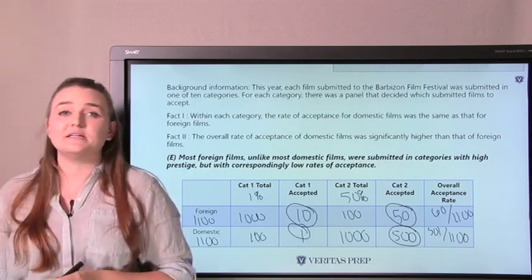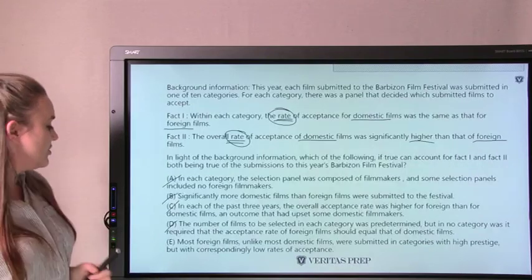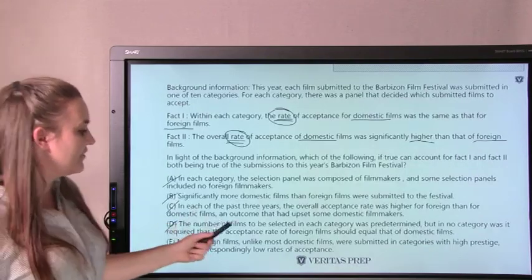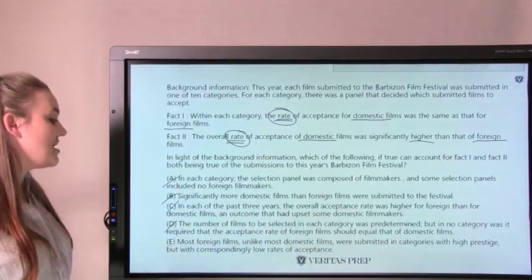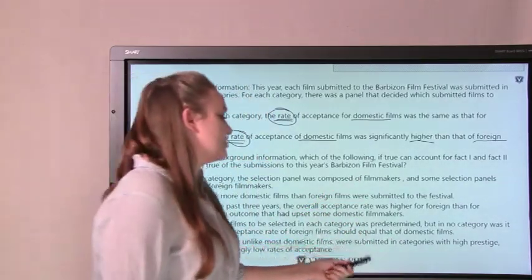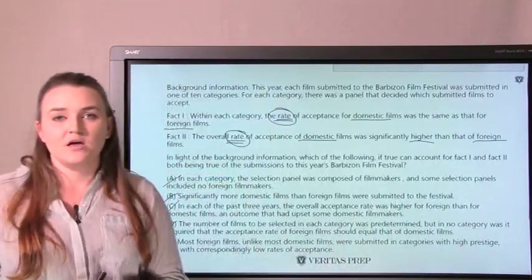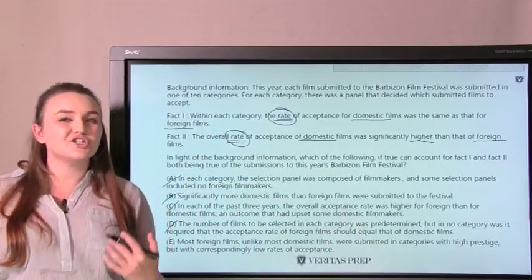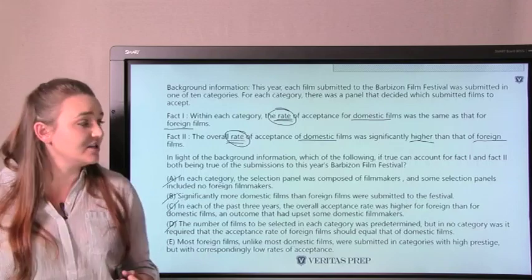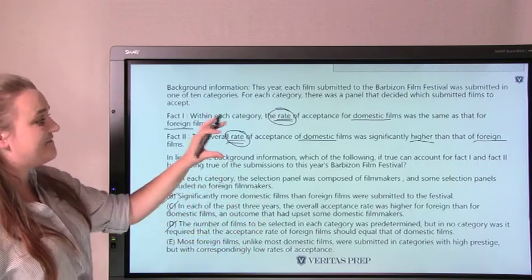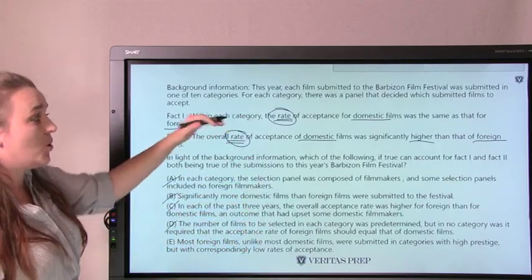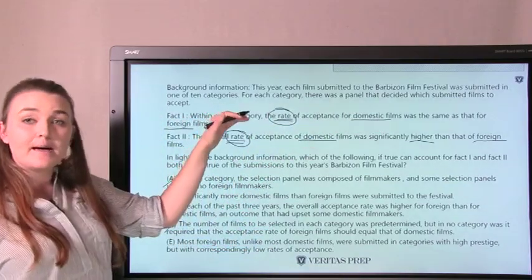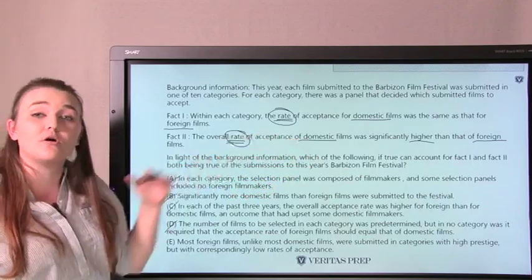So why we eliminated D? Sure, let's circle back to it. So if we go to D, the number of films to be selected in each category was predetermined, but it wasn't required that the acceptance rate of foreign films should equal that of domestic films. Whether or not it was a requirement actually really doesn't matter to us in this case because we already have the factual piece of information that it was the same within each category, but notably different overall.